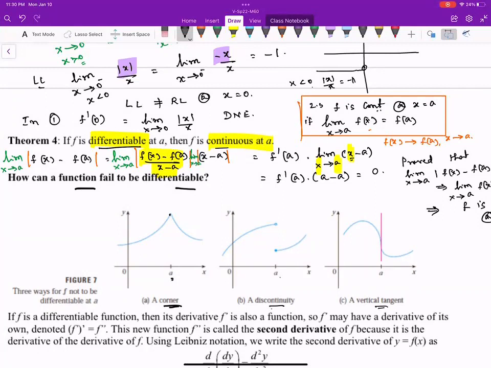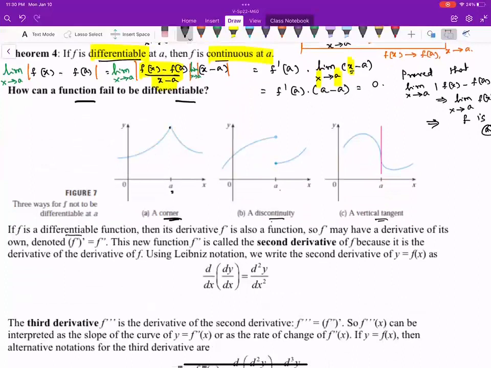What is the slope of a vertical tangent? The slope of a vertical line is undefined. So the slope of a vertical tangent will be undefined. So wherever the graph has a vertical tangent, there the function, the graph, will not be differentiable.